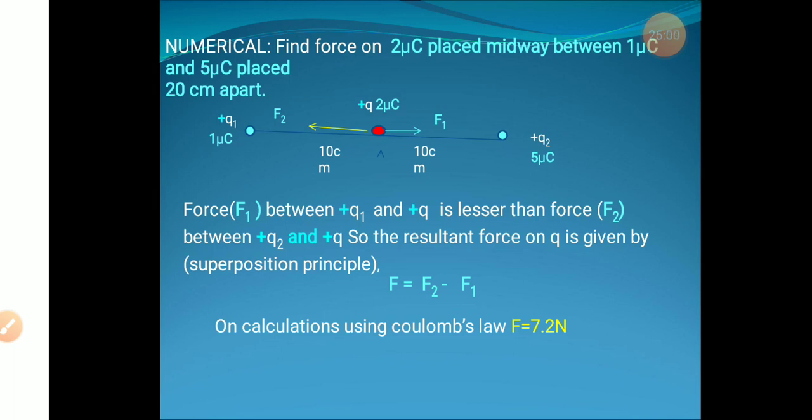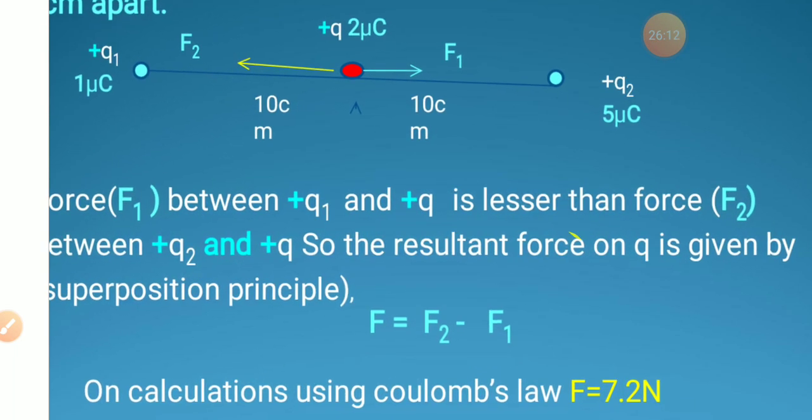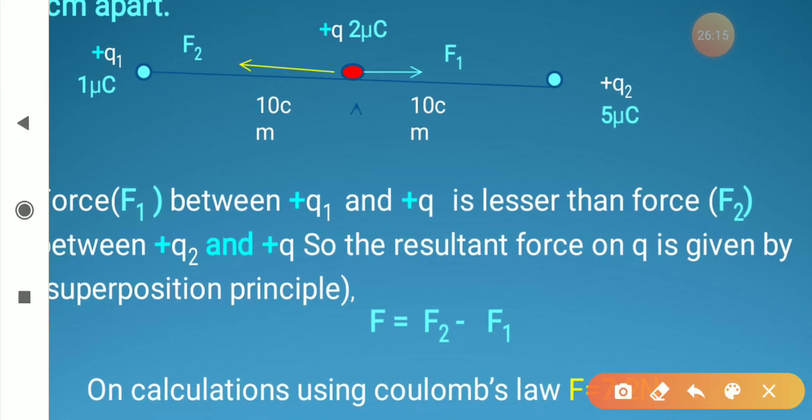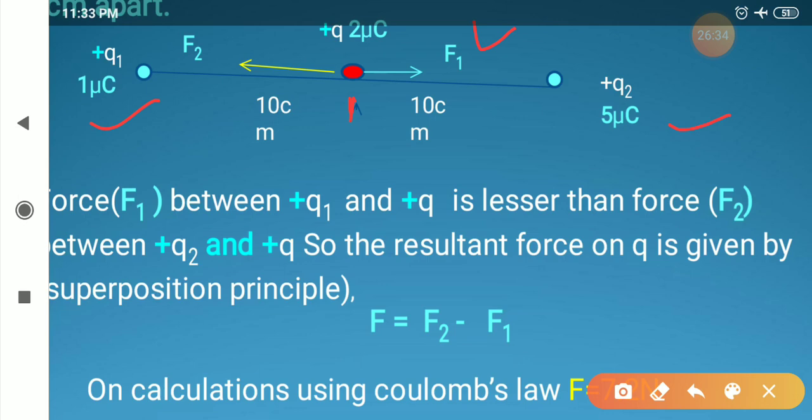Now the problem is: find the force acting on 2 microcoulomb placed midway between 1 microcoulomb and 5 microcoulomb, placed 20 centimeter apart. So you can see that we have two charges, 1 microcoulomb here and 5 microcoulomb here, and this 2 microcoulomb is placed just midway between them. Now charge Q1 will repel charge Q, so the force F1 acts between them. Force F1 between plus Q1 and plus Q is lesser than force F2. Just see how.